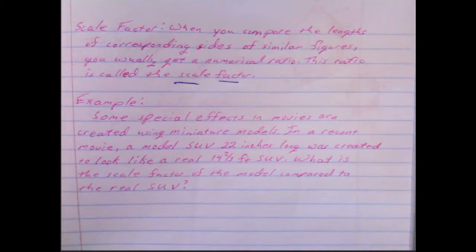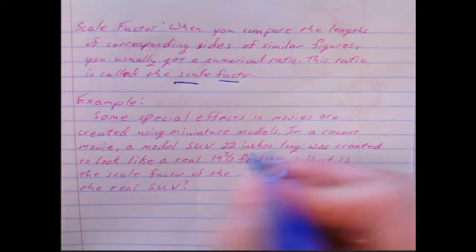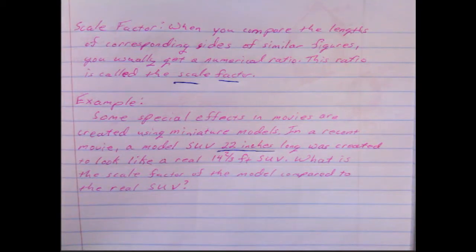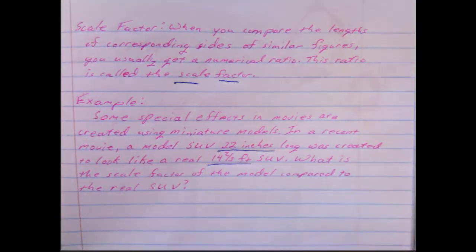So we're going to do another example. This one's a word problem. It says we have some special effects in movies that are created using miniature models. There's been a recent movie that used a model of an SUV. The SUV was 22 inches. It was created to look like a real SUV, which is 14 2/3 feet. We're going to find the scale factor for the model compared to the real one.